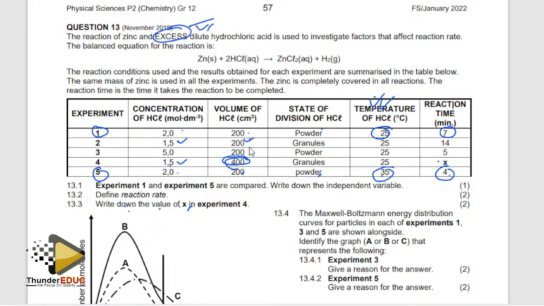So it means that increasing the volume doesn't affect anything because they said it's in excess. Whether you put 600, as long as it is above 200, it doesn't affect, because they say that this is in excess. So this and this are the same thing. This state is granule, and this is also granule. It's 25, it's 20. So automatically, if this is 14, because everything here is exactly the same as this, what is different is this, and this doesn't affect. So automatically this is going to be 14 too.